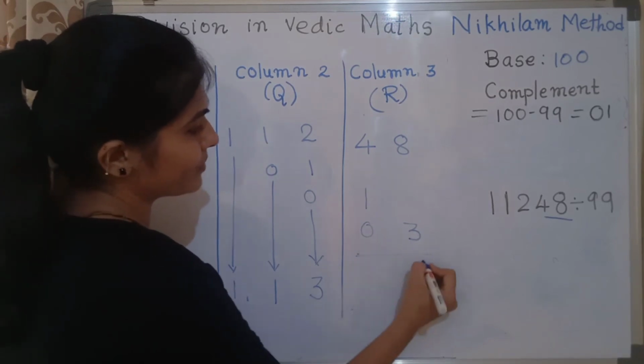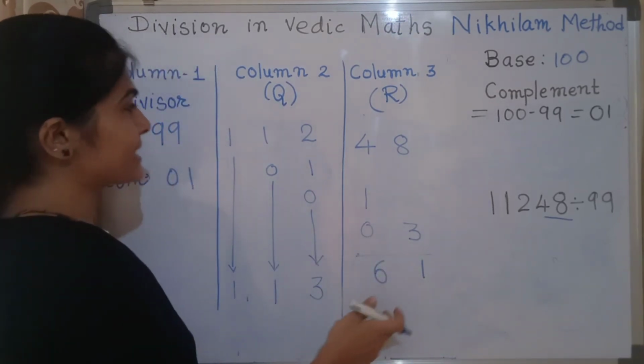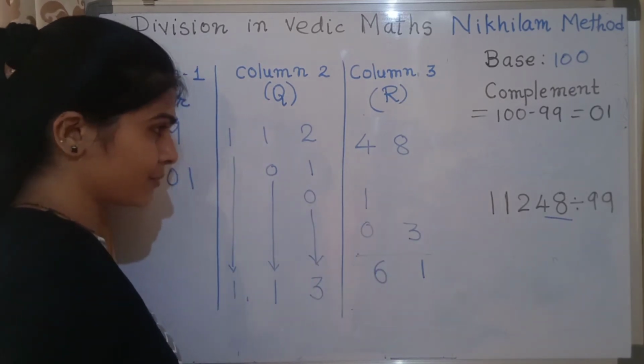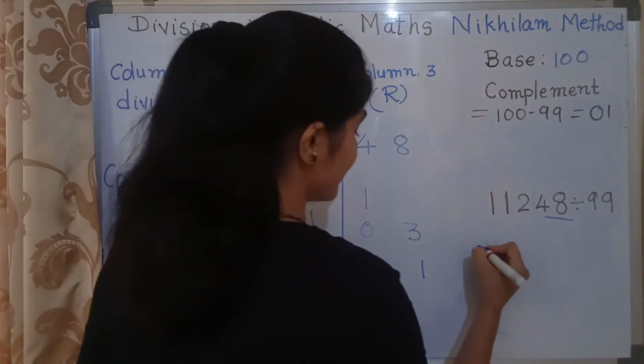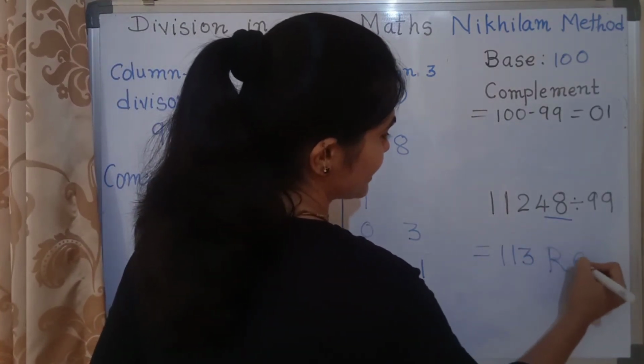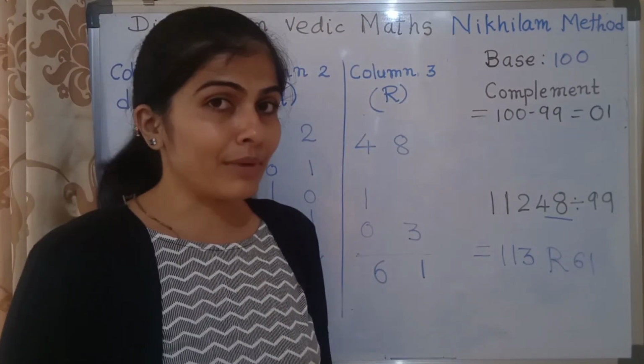We should add them. This is 11, so I should write 1 and here I should write 6. 61 is less than this 99, so we don't need to do any sort of the procedure. So now what is our answer? Our answer is 113 and our remainder is 61. So this is all about this Nikhilam method.